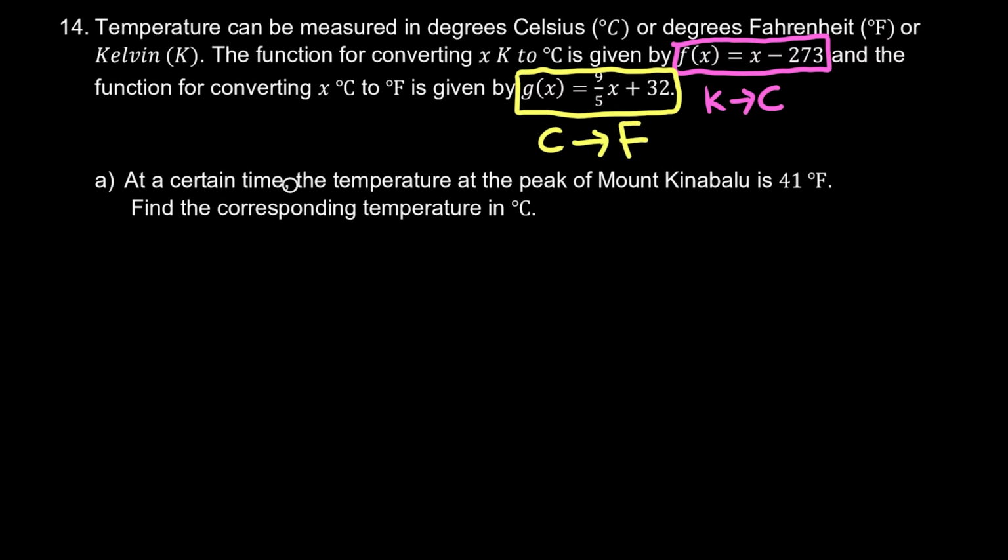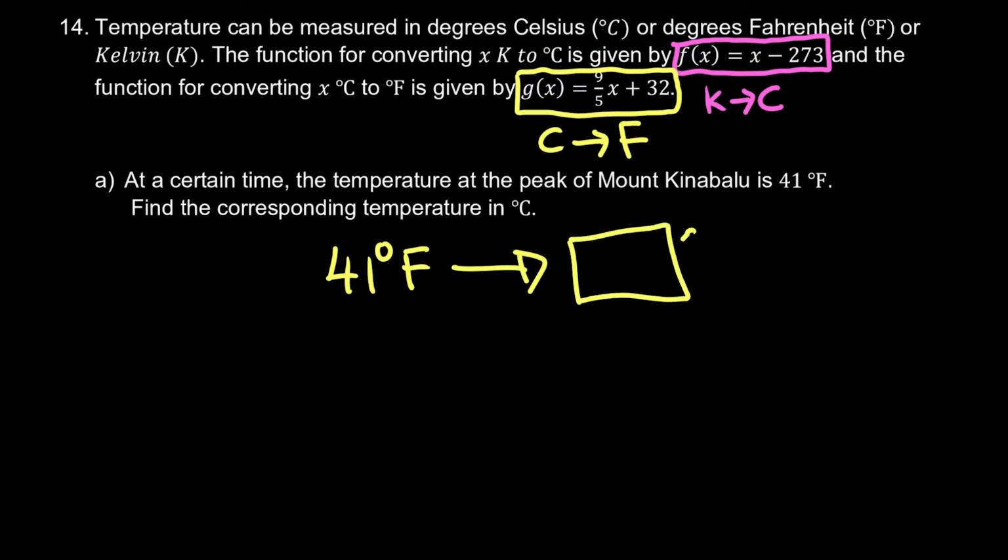At a certain time, the temperature at the peak of Mount Kinabalu is 41 Fahrenheit. Find the corresponding temperature in Celsius. So it means that now we have 41 degrees Fahrenheit, and we want to know what the degree is in Celsius. Do we have any function to convert Fahrenheit to Celsius? Let's see. No, you see, this is C to F, but not F to C.